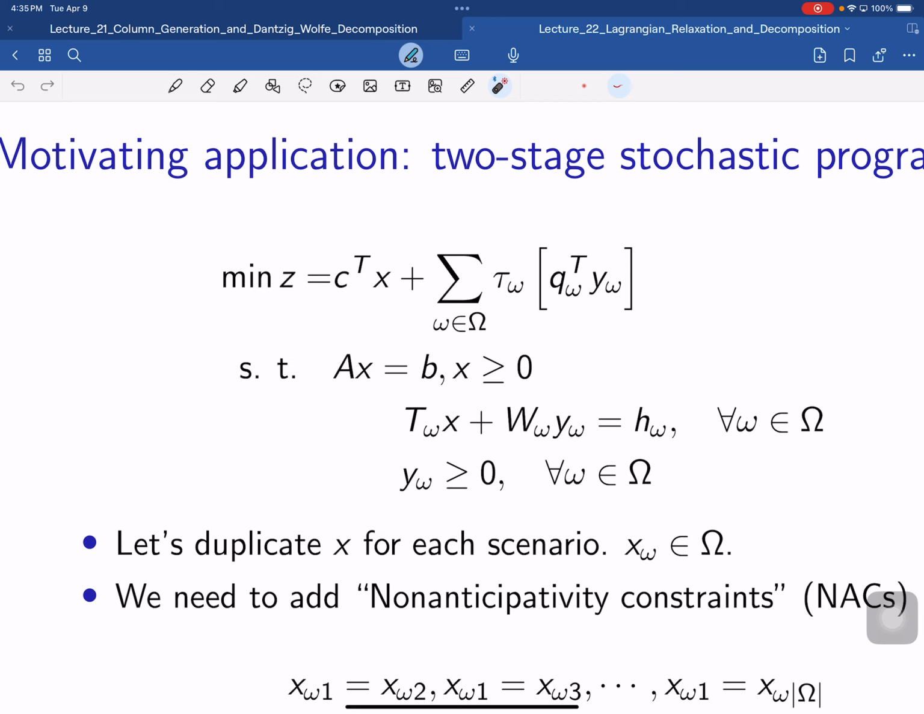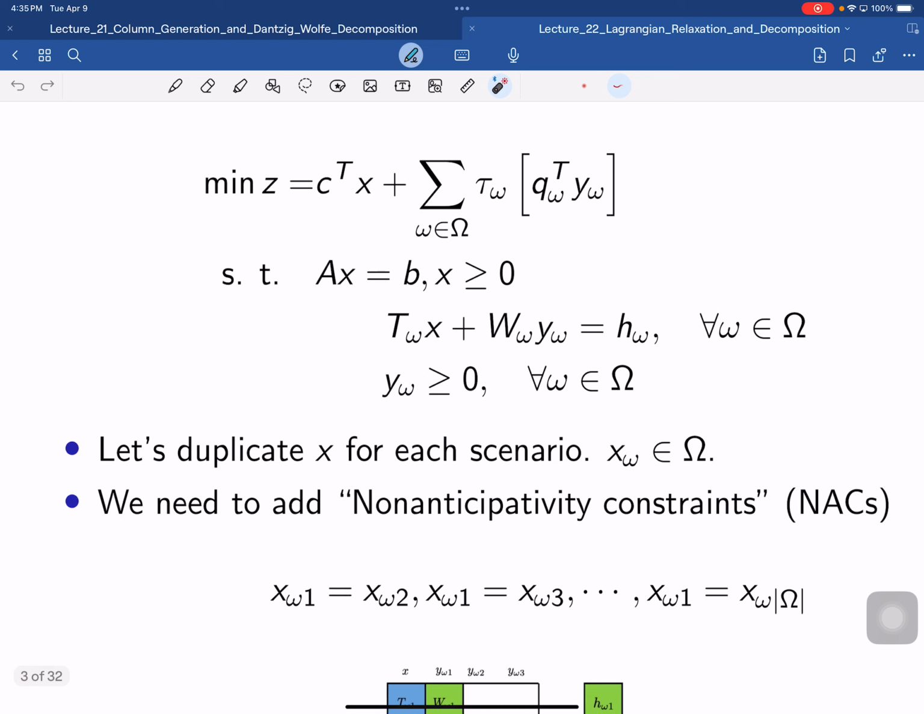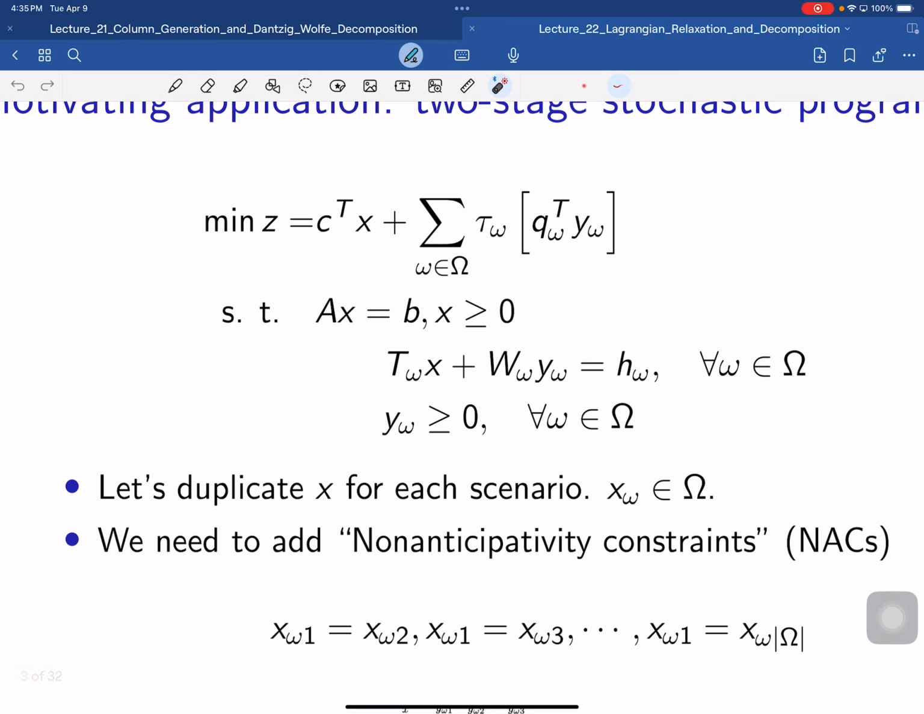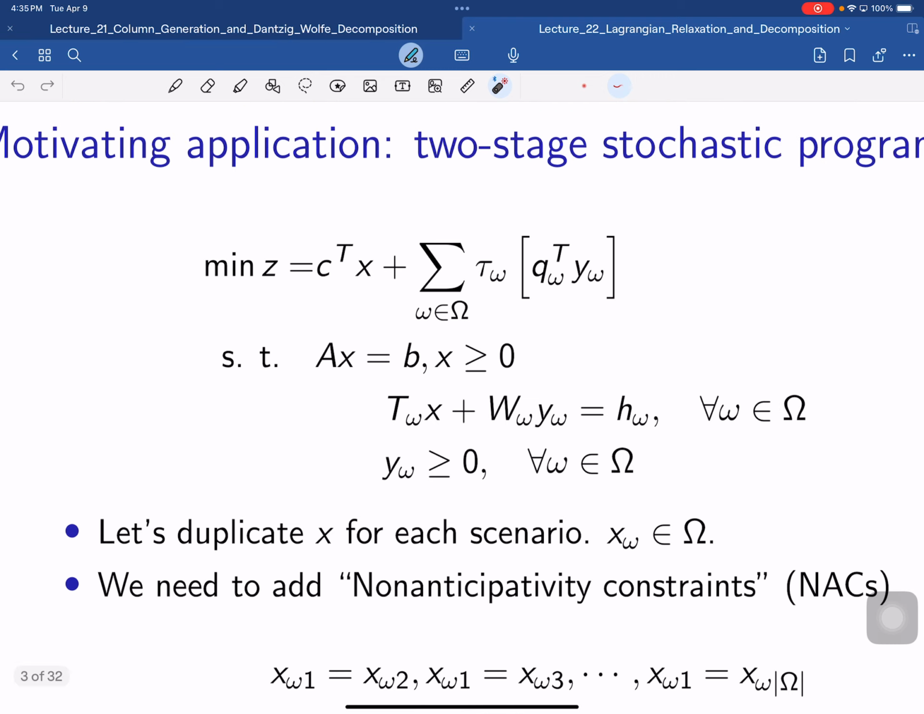Then we talked about how to solve this problem using Benders decomposition. Basically, you fix x, and then you can solve the rest of the problem using Benders decomposition, adding cutting planes. There's another way to look at this problem. The idea is to translate this problem from a problem with complicating variables to a problem with complicating constraints. Let's duplicate x for each scenario. If you have 10 scenarios but a single first stage variable, the idea is to duplicate the x variables for each scenario, x omega.